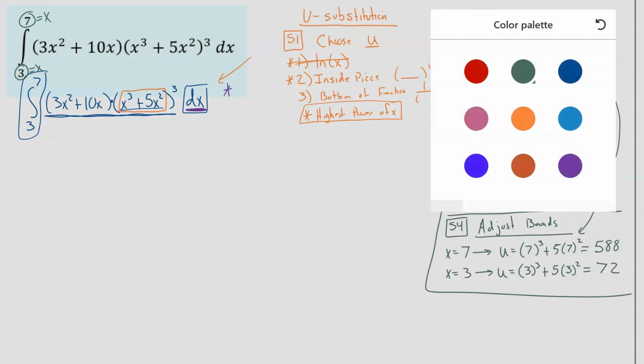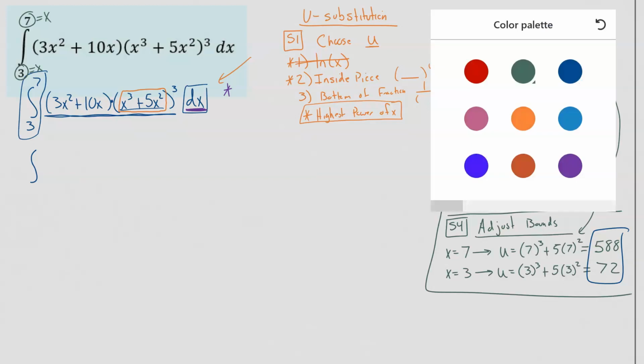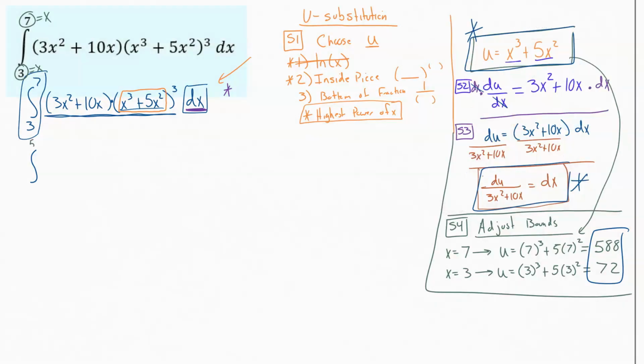So what you're going to do is go back to your original problem and work your way left to right through it. And it's either one of the things that you're substituting in for, our u, our dx, or our bounds, or you leave it alone for the time being. So coming through, we first need to readjust our bounds. So our new upper bound is 588. Our new lower bound is 72. We just calculated those out.